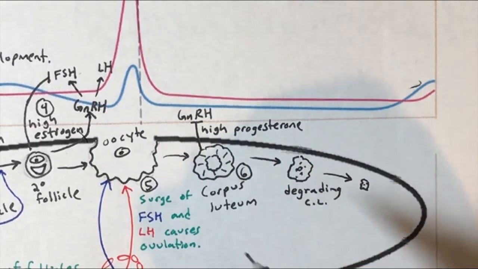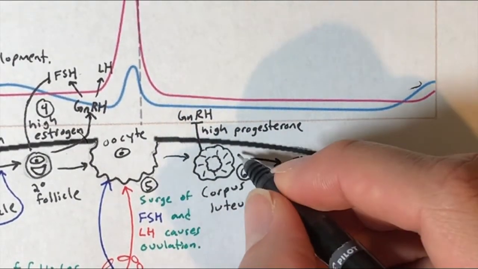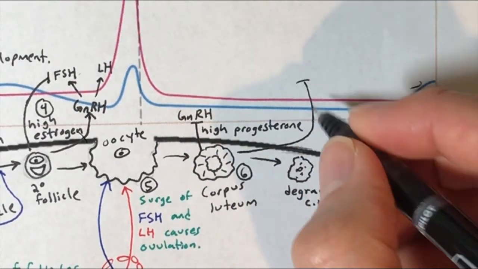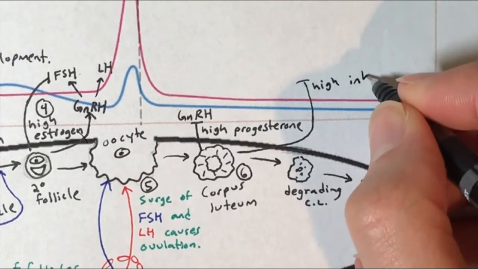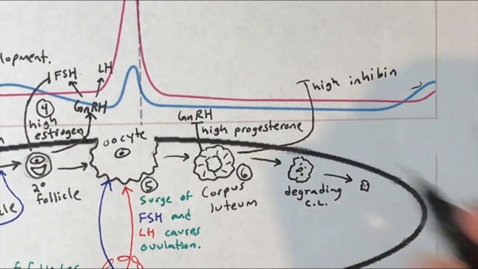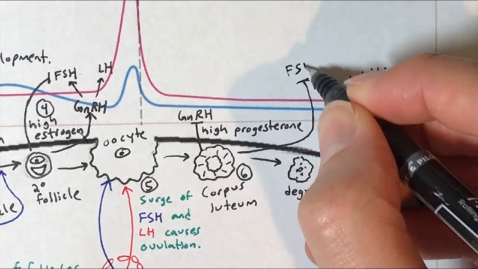Progesterone isn't the only thing that the corpus luteum releases. It also releases a high amount of inhibin hormone. Inhibin, which of course is going to inhibit something. And what does it inhibit? It inhibits FSH.